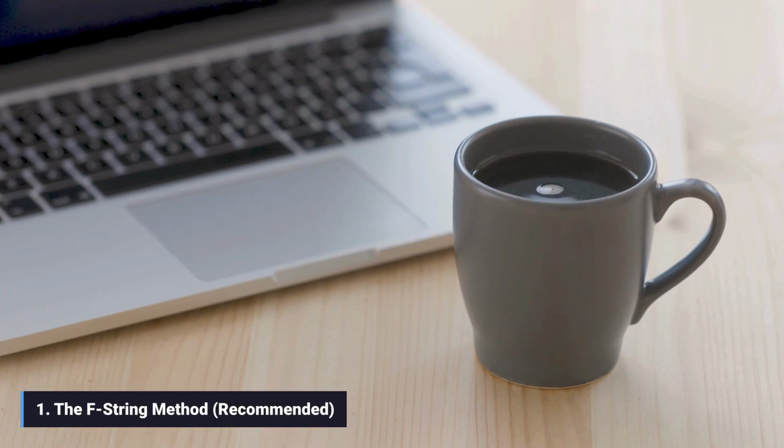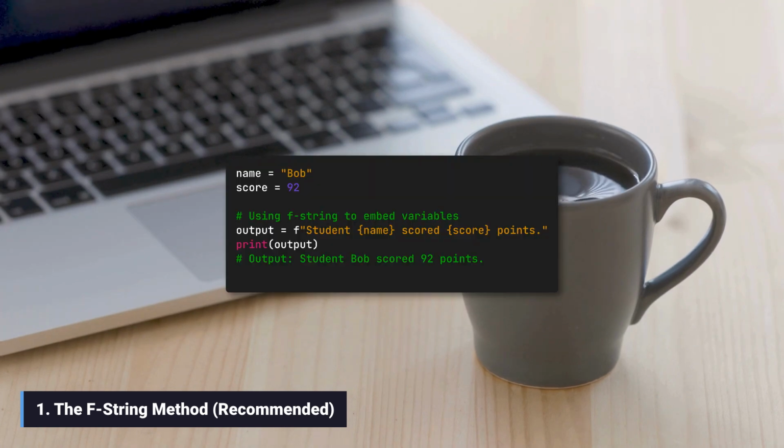1. The f-string method. Introduced in Python 3.6, f-strings, or formatted string literals, are prefixed with the letter f. They allow you to place variable names or even full expressions directly inside curly braces within the string.